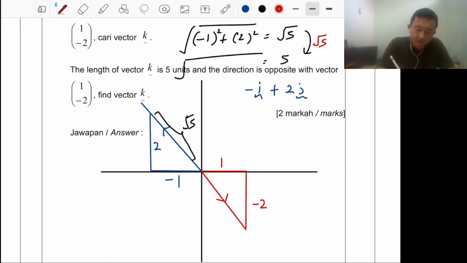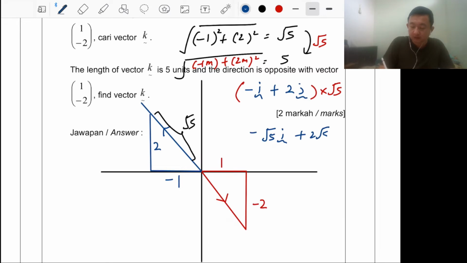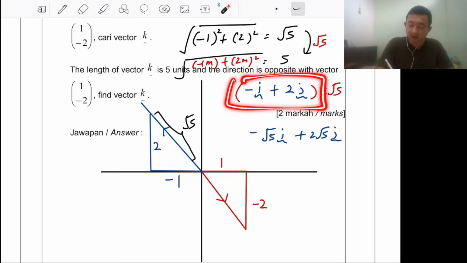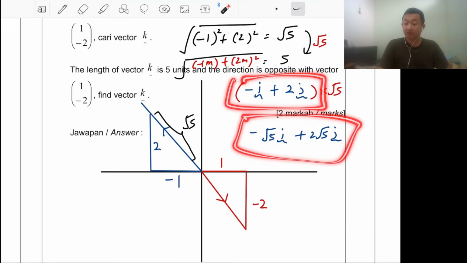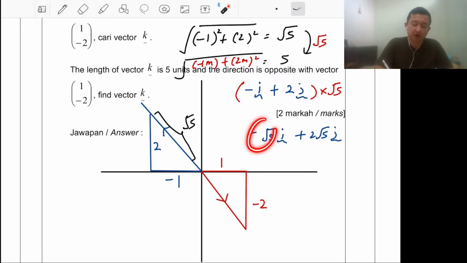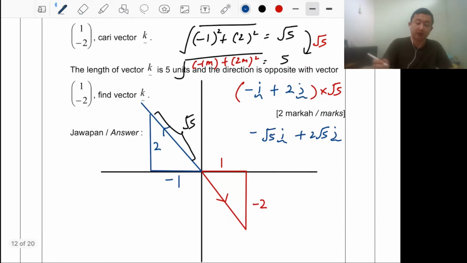So for all these, you should have negative 1 multiplied with a fixed ratio, and 2 multiplied with a fixed ratio. And that fixed ratio should be root 5. So the final answer is you times the root 5 for the fixed ratio, to be negative root 5 i plus 2 root 5 j. Because writing this, the length is just root 5. But writing this, the length must be 5. If you don't trust me, you can try to put it into a magnitude. You should get the magnitude as 5.